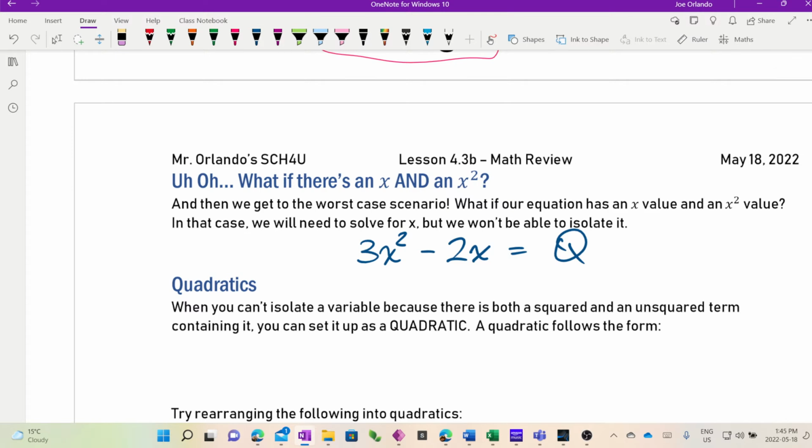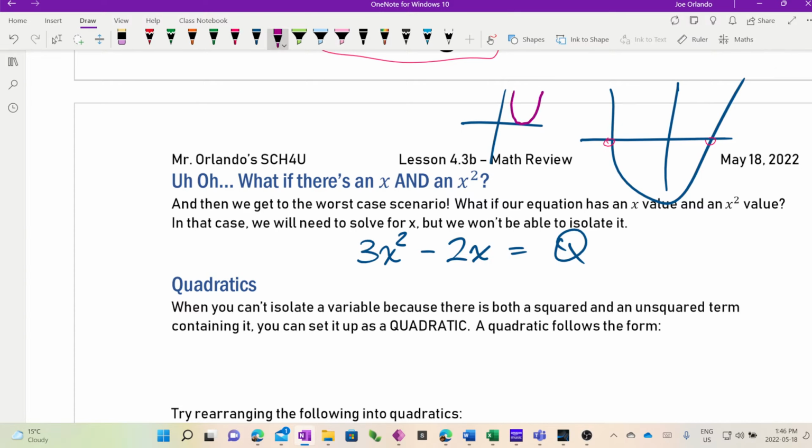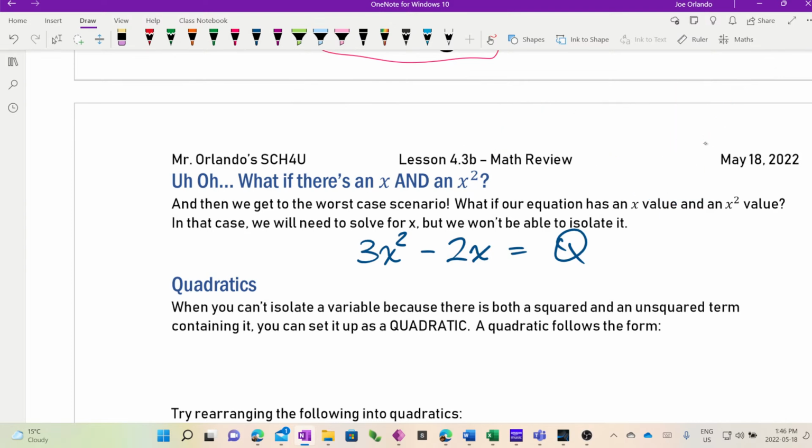If you imagine the graph of this function, it might look something like this. You could have 2 solutions. By the way, it could be a parabola that looks like this, in which case it would only have one solution. And even worse, you might end up with a parabola that looks like this that has no solutions. You would use the quadratic formula.